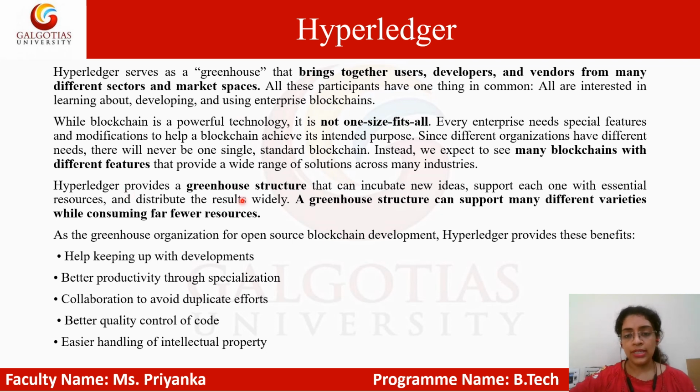Now, Hyperledger provides a greenhouse structure that can incubate new ideas and support us with various resources, and we can actually implement any application on that. As a greenhouse organization for open source blockchain development, Hyperledger provides these benefits. It helps in keeping up with development. It provides better productivity with specialization, and it allows us to have collaboration to avoid duplicate efforts. We can have better quality control of the code and easier handling of intellectual property. So all these are benefits of Hyperledger.